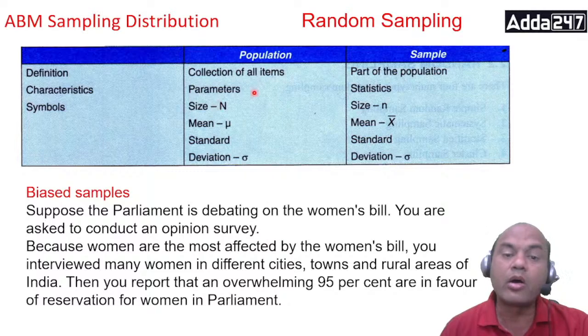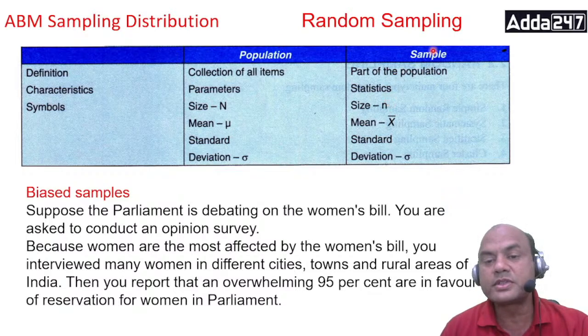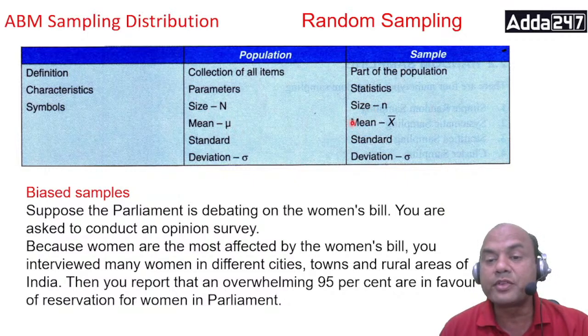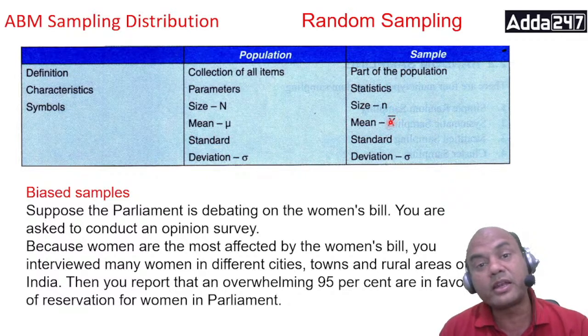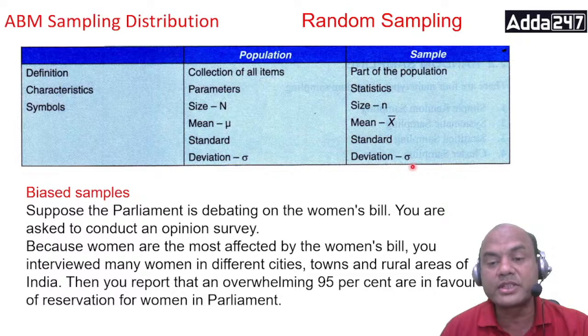Now, how are they defined? Look at this. Size: capital N is always for the population, small n is always for the sample. The mean of the population is shown as mu. Remember, this is called mu. And the mean of the sample is always shown as x bar. You will see this when I take the problems. It's very important there. Standard deviation is given as sigma. This is called sigma, and here standard deviation is called sigma.